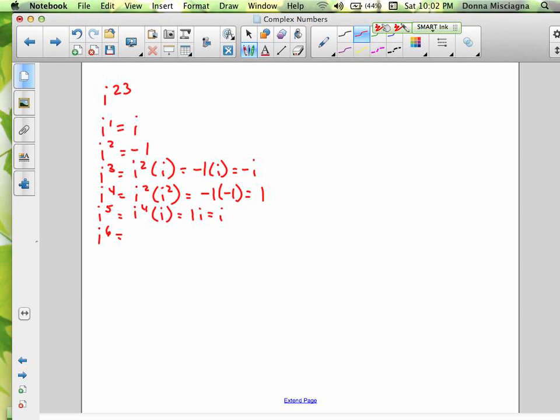i to the sixth, can you guess what it's going to be? Well, i to the sixth would be the same as i to the fifth times i to the first. So i to the fifth is i, times i to the first is i. So i times i, that's i squared. And what's i squared? -1. I think there's a pattern here.